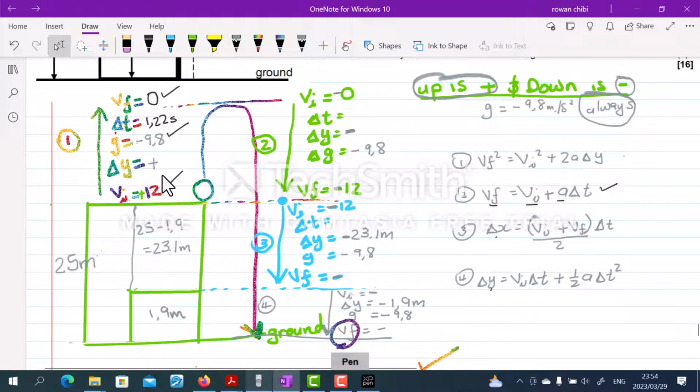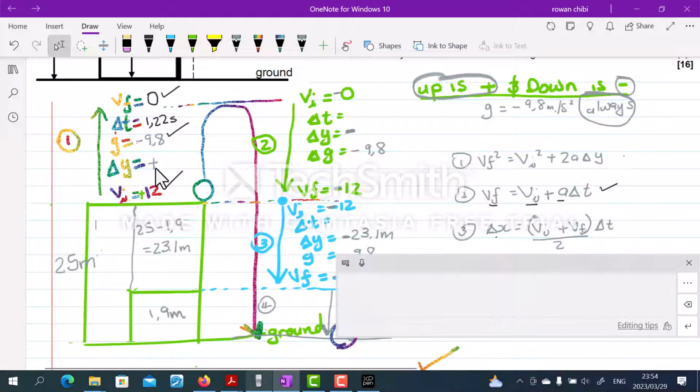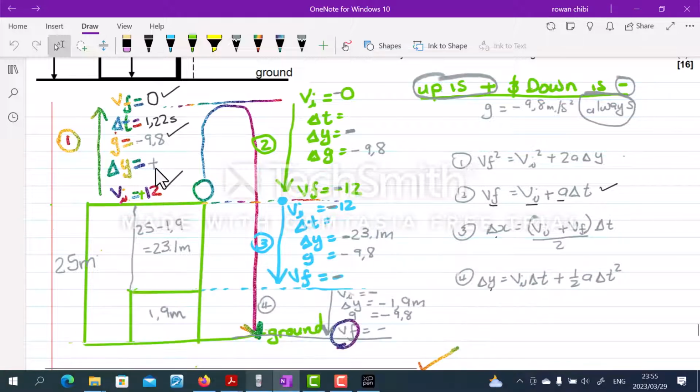So let's check now what we have. Let's look at the section where the ball was going down, from this point down to here. There's a lot of information that we have here. From this point, we know the velocity here. We said it's negative 12 because it started at positive 12. So we do know the velocity is negative 12 because the ball is going down.